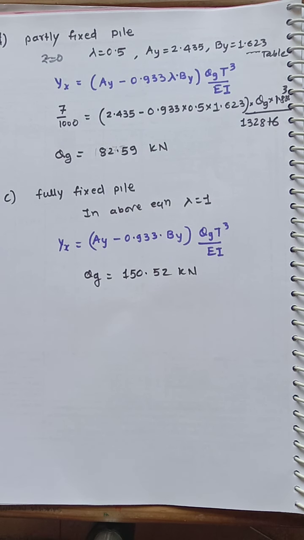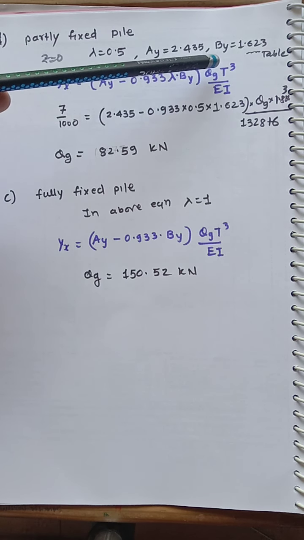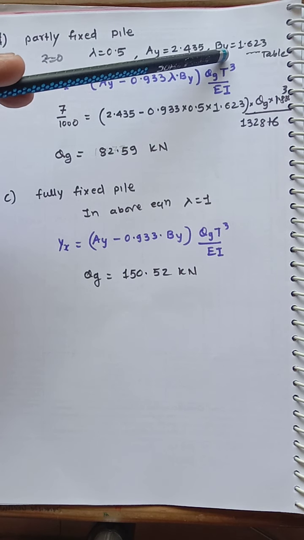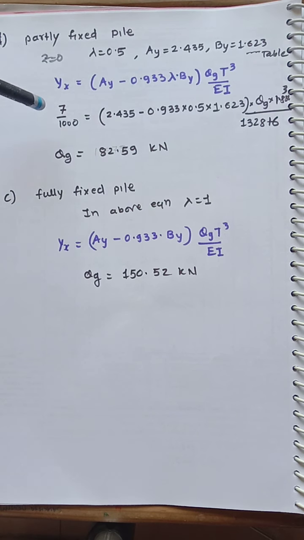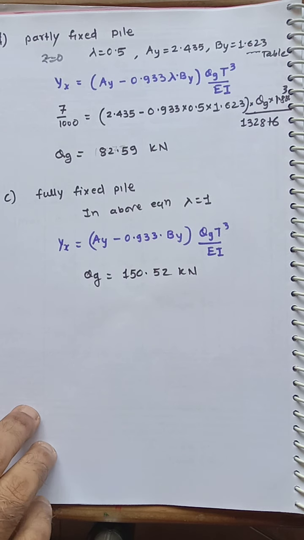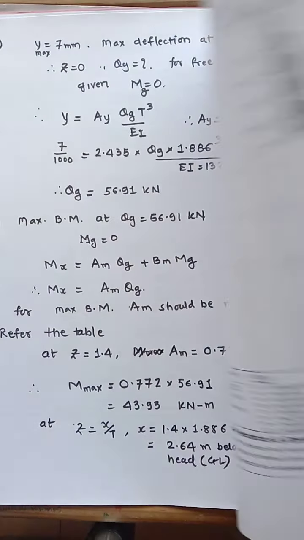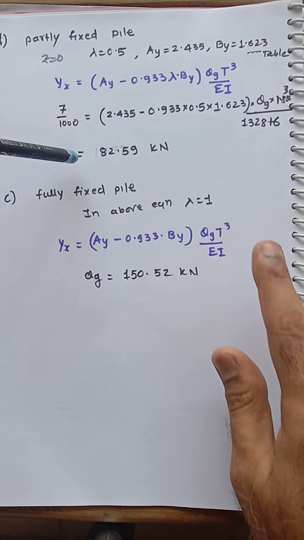So substituting these values, for the given deflection you have to find the Qg value. The T value is given as 1.886 cubed, EI is there, so you can calculate it as 82.59. You can see here the value has increased as compared to the free condition. In the free condition the value was 56 kilonewton, here it is 82 kilonewton.